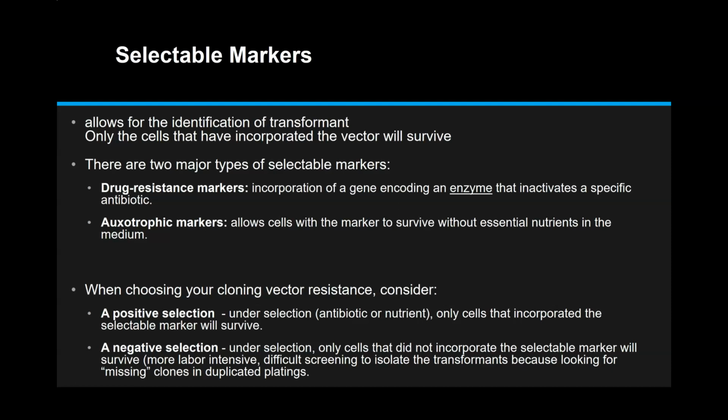The other type of marker provides the cells the ability to live in media without a nutrient that the non-transformed cells must be provided. Thus, if you grow the transformation mix in the medium without the nutrient, only the transformed cells will live. Both of these methods are positive selection because the cells that grow are positive for the vector. Negative selection comes into play when the transformed cells can no longer do something that the non-transformed cells can. This type of selection is much more time-consuming and difficult. You need to grow the transformation on two types of medium and look for colonies that are missing.